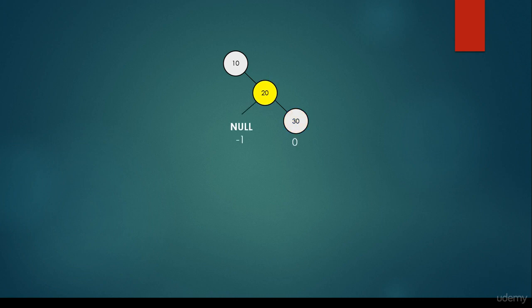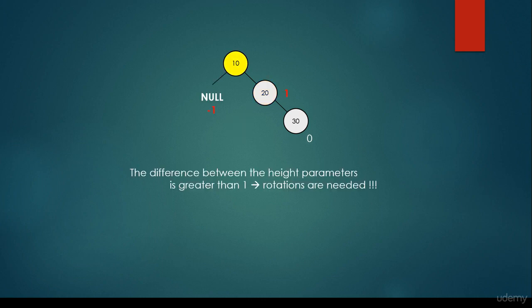What about the 20? It has a null left child with height parameter -1, and the right subtree with a single node 30. Because it is a leaf node, its height parameter is 0. The difference doesn't exceed 1, so that's why this subtree starting at the node 20 is going to be balanced. What about the root node?